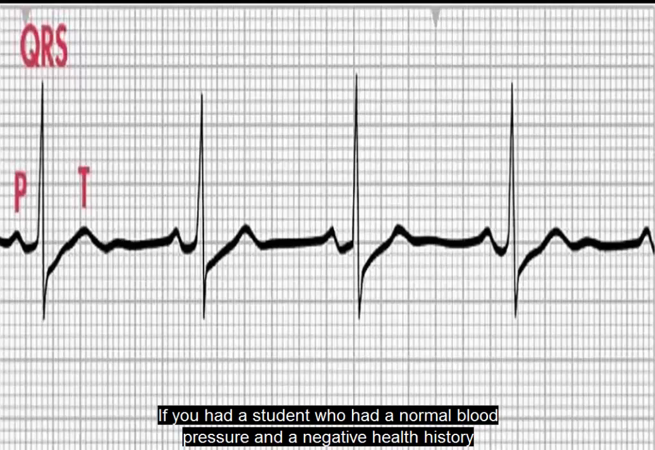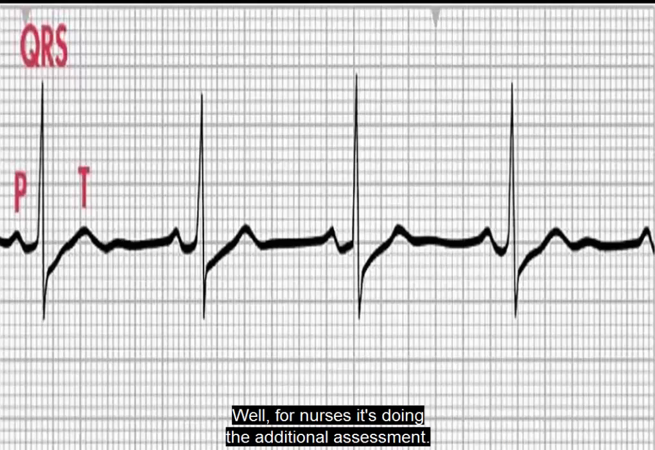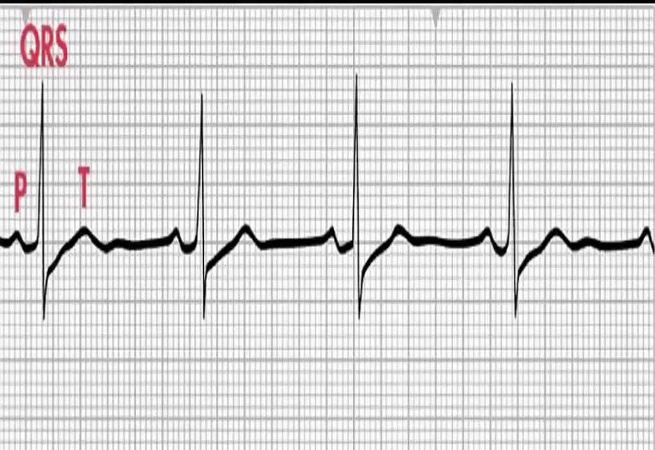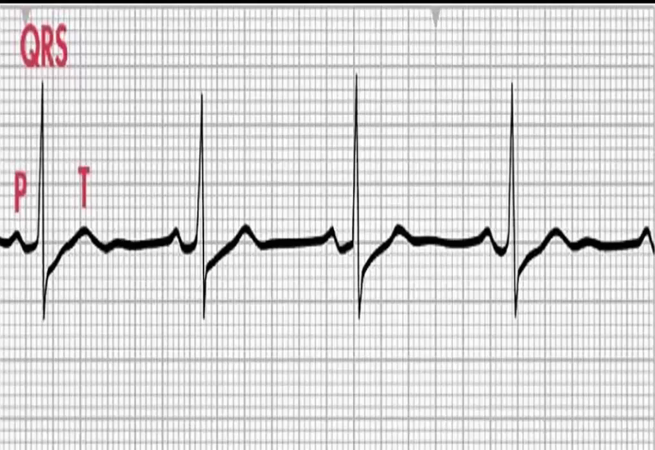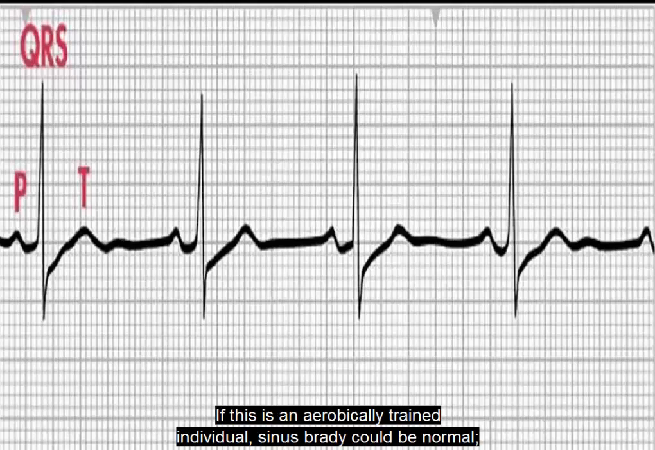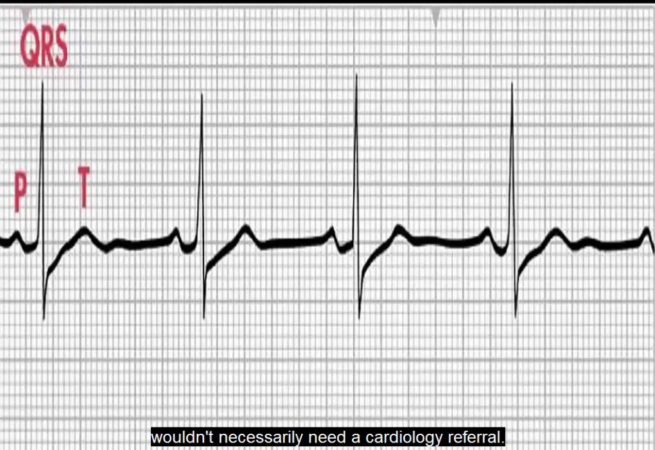If you had a student who had a normal blood pressure and a negative health history but had bradycardia, would you be concerned? What would you do next? Well, for nurses, it's doing the additional assessment. So for more detailed information, ask about the family's health history. If this is an aerobically trained individual, sinus brady could be normal, wouldn't necessarily need a cardiology referral.